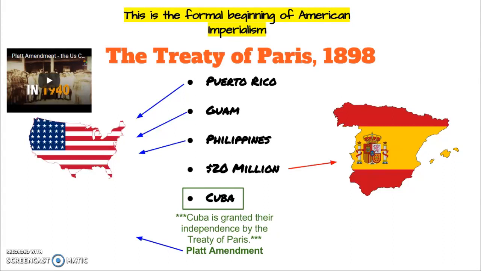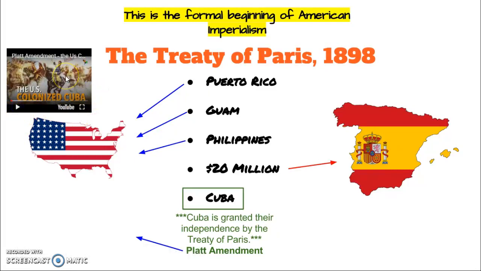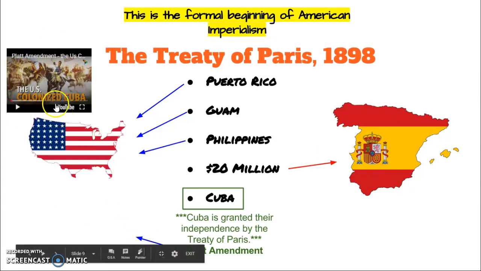So Spain does get $20 million, but Cuba here is kind of the anomaly to the whole equation. Cuba is granted its independence by this Treaty of Paris, technically speaking. Now, the Platt Amendment really does restrict that Cuban freedom, however. So the Platt Amendment, if you want to, you can take a look at this quick little video here. We're not going to watch the whole thing in the screencast, obviously, but this will tell you the conditions of the Platt Amendment. I'm going to explain them to you here instead.